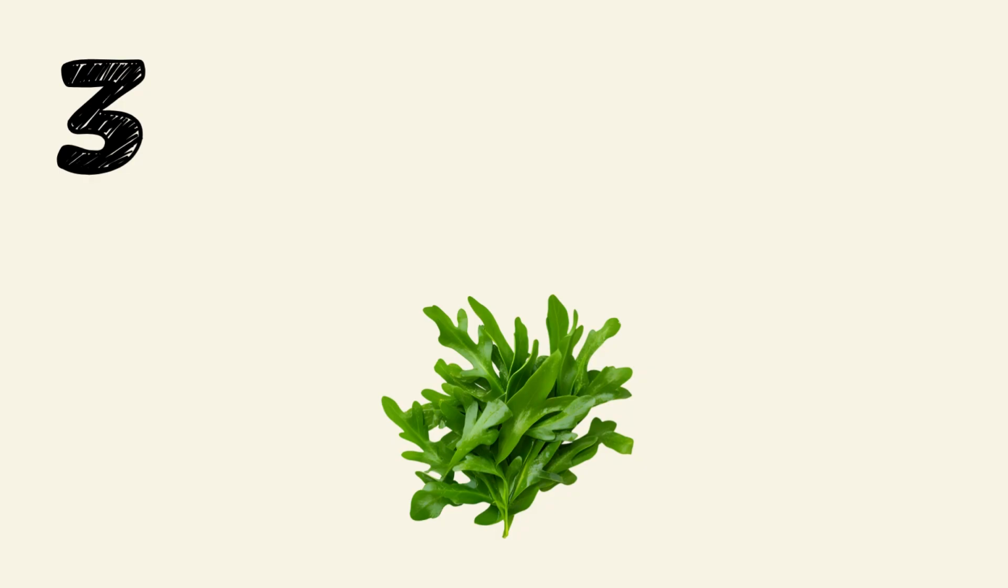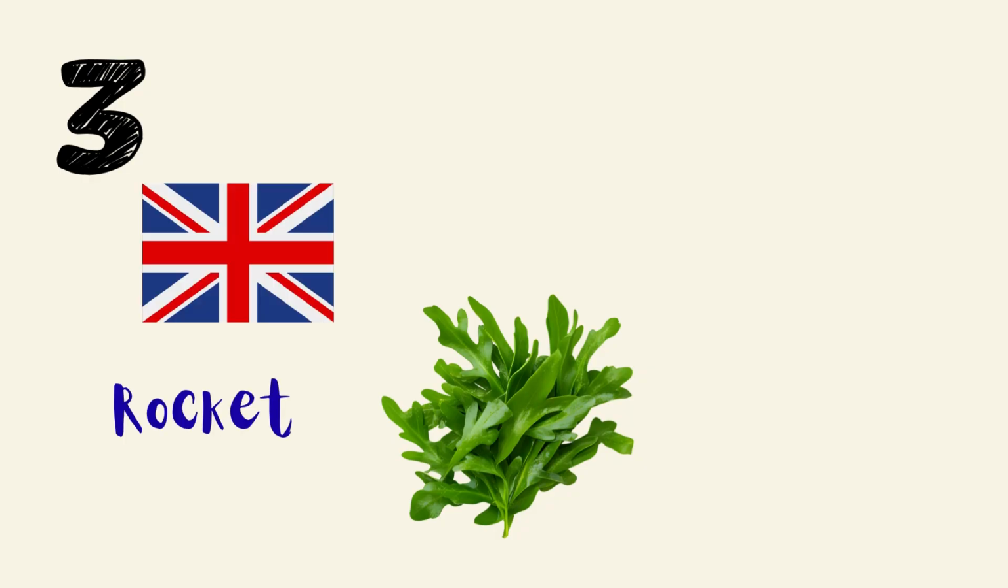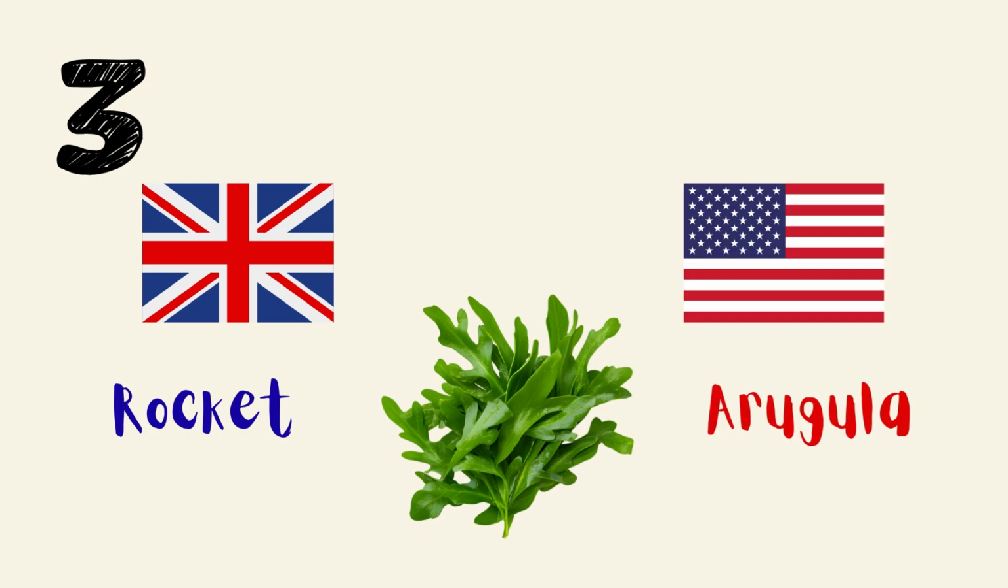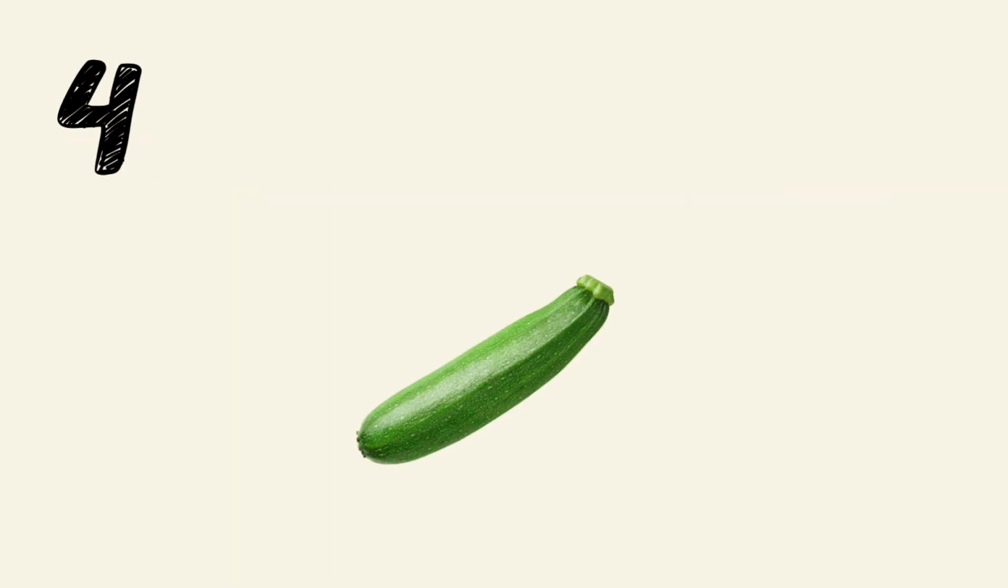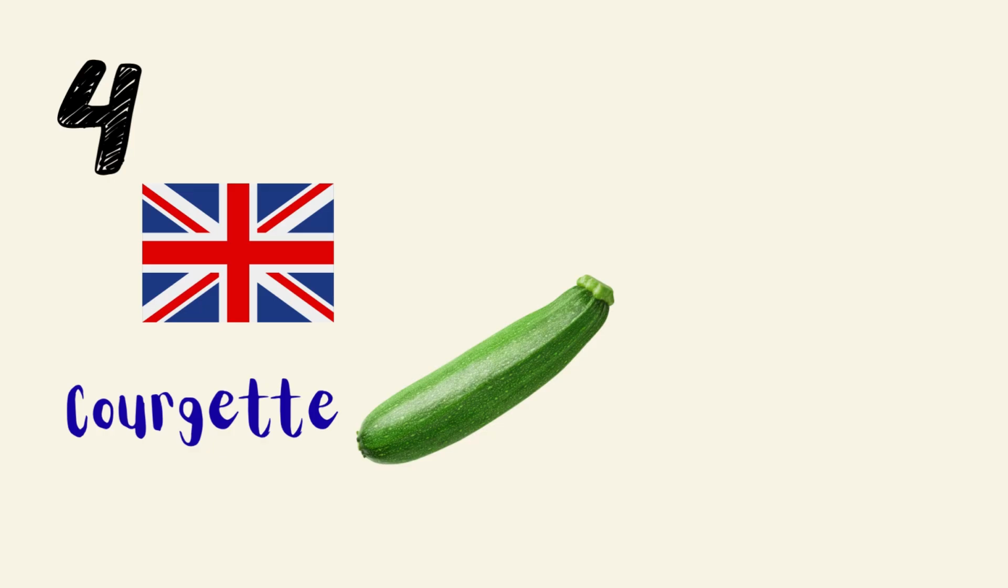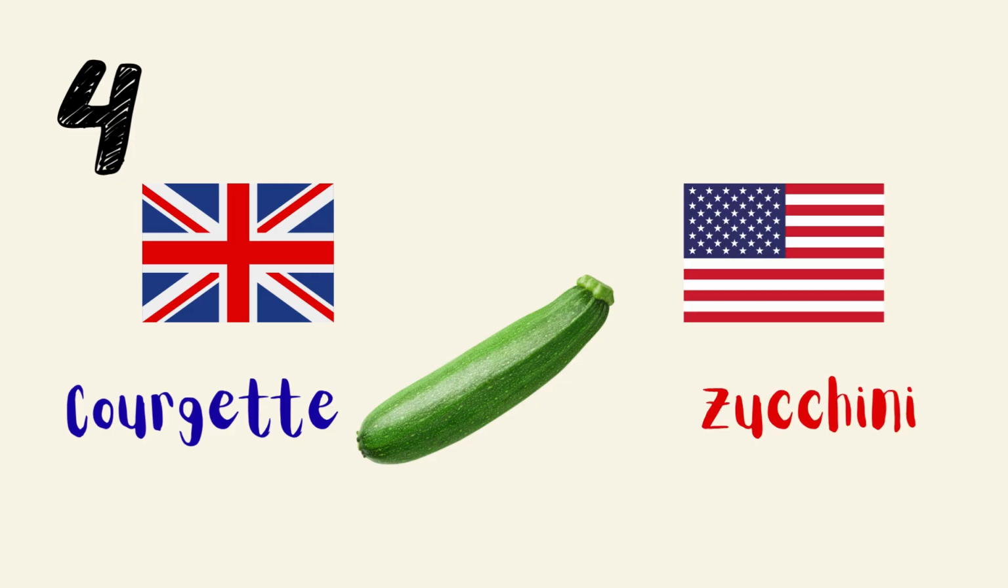Next one, in Britain, we say rocket. Nice and easy. And over in America, they say arugula. It's kind of fun to say that word, arugula. Next one, in the UK, we say courgette. And in America, they say zucchini. So another French versus Italian pair, courgette being French, zucchini being Italian.